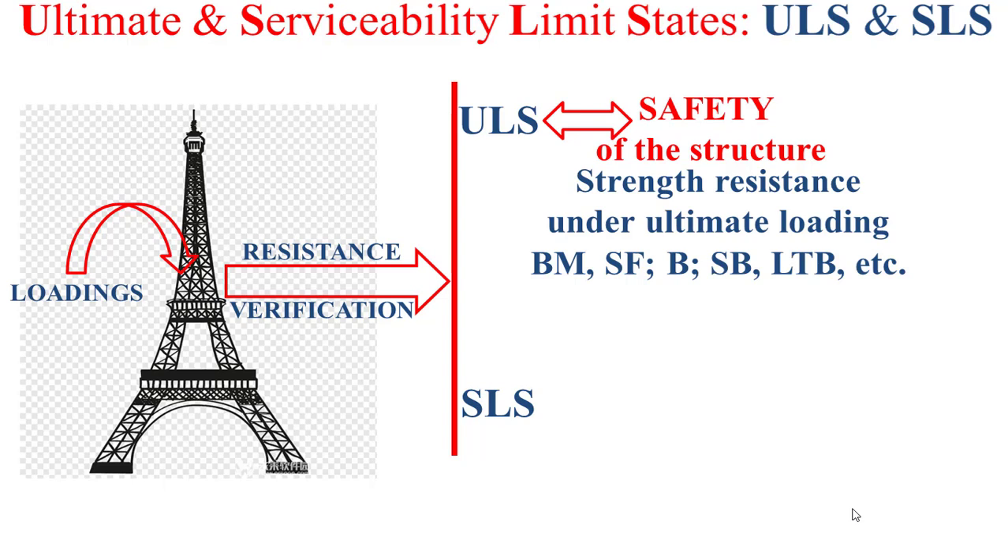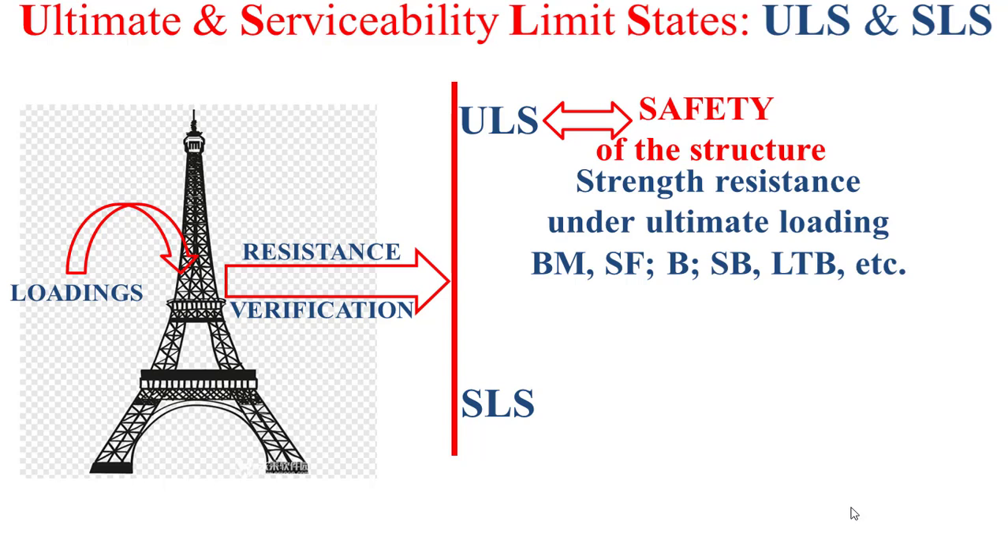Here, ultimate loading means the value of the loading above which the mechanical properties of the considered element of the steel structure start to deteriorate.